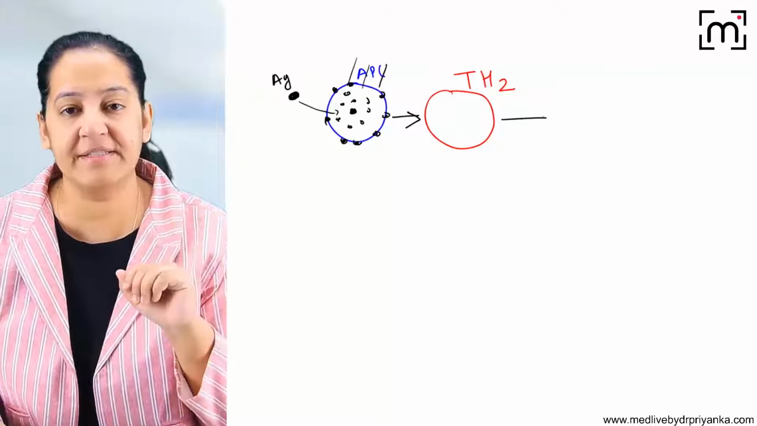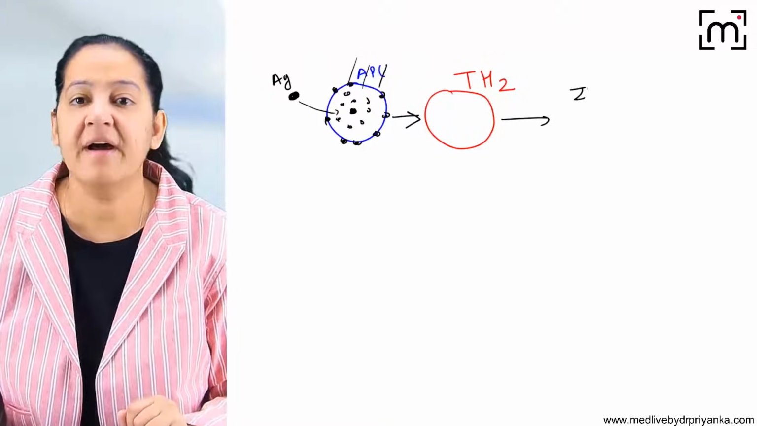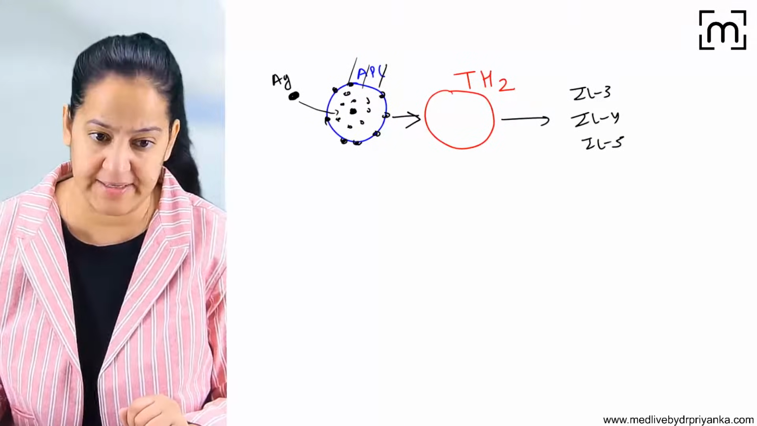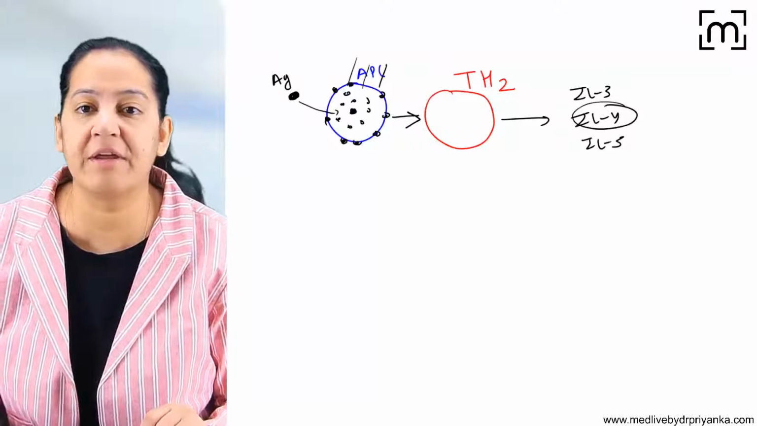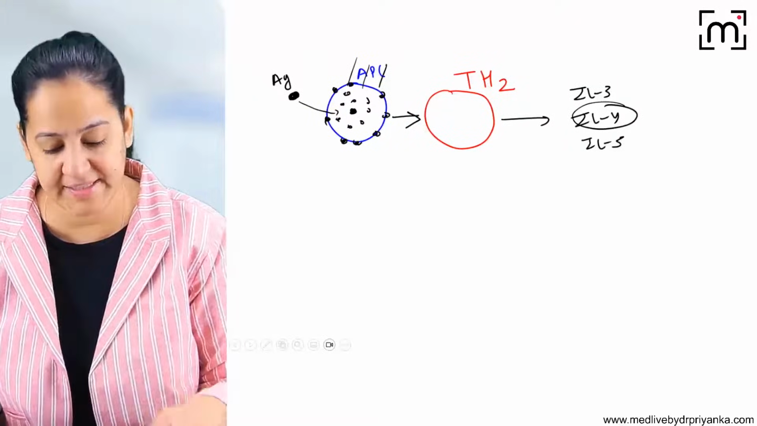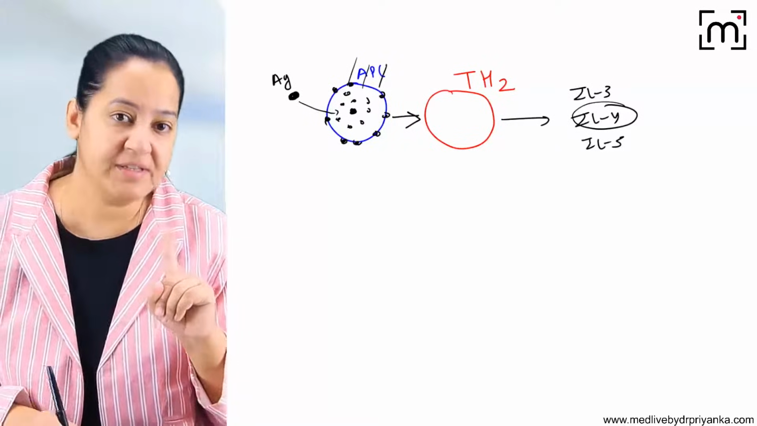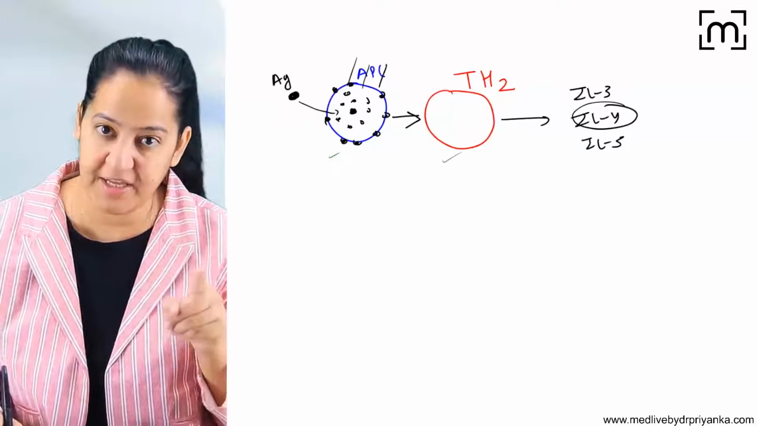Once they get stimulated, they secrete cytokines. Which cytokines? Interleukin 3, interleukin 4, interleukin 5, many cytokines are released. The most important among them is interleukin 4. This interleukin 4 goes to the next cell and stimulates it. 5 cells will come in a row. You have to learn the sequence. The first is the antigen presenting cell, then the helper Th2 cell.